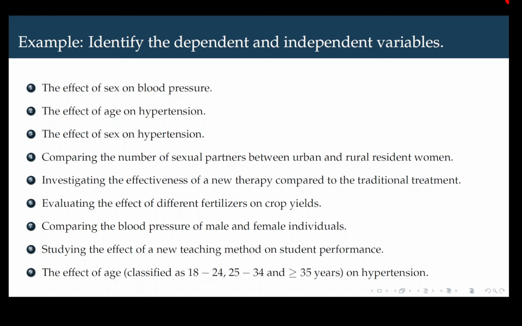The effect of age classified as 18 up to 24, 25 up to 34, and greater than 35 years on hypertension is the same. Hypertension is the dependent variable, age is the independent variable.